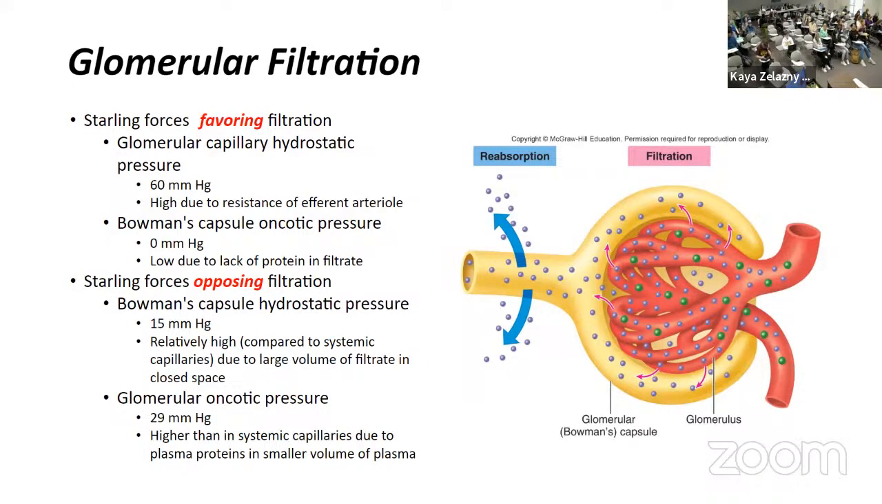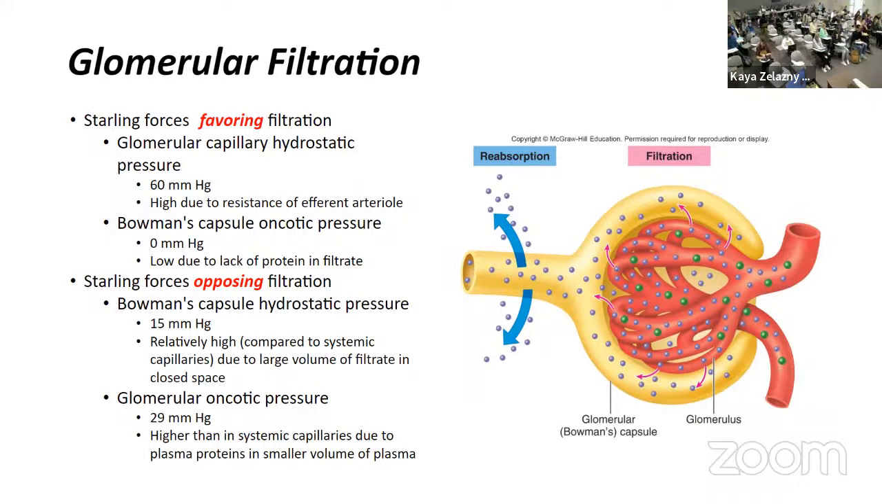Okay, so the Starling forces opposing the filtration both do have numbers attached to them. So the Bowman's capsule hydrostatic pressure is from fluid in Bowman's capsule pushing back towards those capillaries. It's pretty high compared to our other capillaries that we talked about generally in your system. Okay, this is because we are filtering out a lot of filtrate pretty quick, and that Bowman's capsule is not very big, right? At 100 liters per day of filtrate going through here, that builds up a bit.